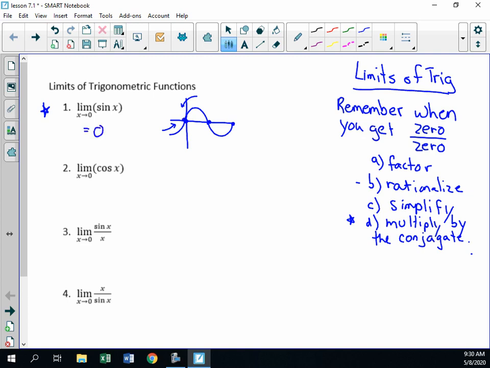And that's a standard one we're going to use all the time. For the second one, cosine. Again, graphically, we know that it starts at its y-intercept at 1, comes down, goes to its minimum, and then goes back up. And so this graph looks something like this, and again on the other side it will do the same. Once again, from the left side and the right side, it is approaching a value of 1. So this limit equals 1.